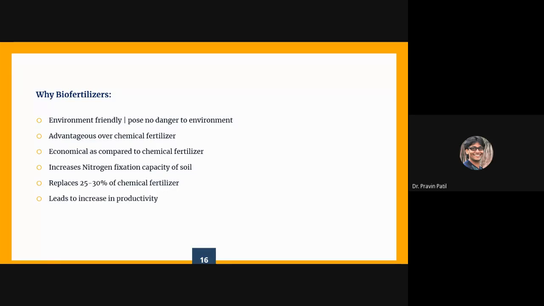So again, why not chemical fertilizers and why biofertilizers? Let me briefly tell you that also. First of all, they are environment friendly. They are completely biodegradable. No remains will harm the environment. They pose no danger to the environment.